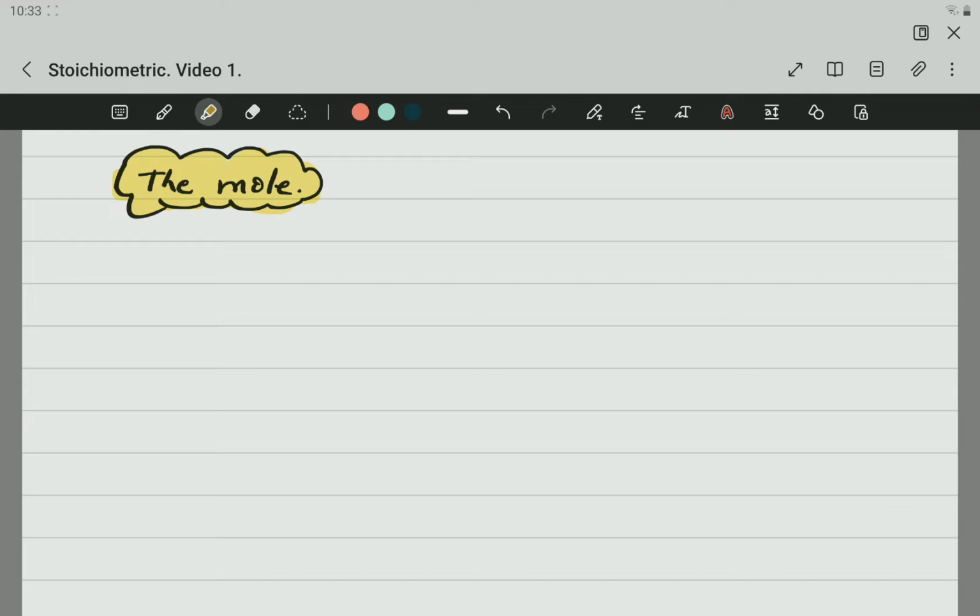We're going to make a few videos related to stoichiometry to understand it a little bit. This topic can be confusing, it can be difficult, so let's see how we can make it very easy to understand. The first definition we're going to look at is the mole, and it's one of the most important definitions. The mole is the SI, or Standard International Unit, for amount of substance.